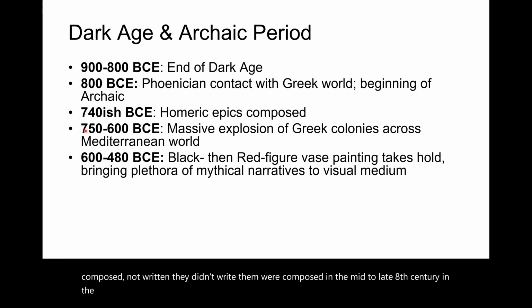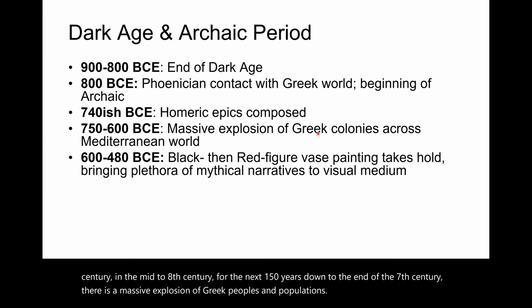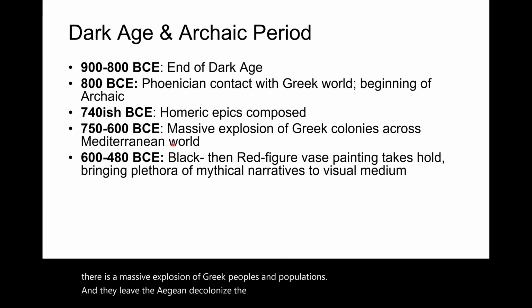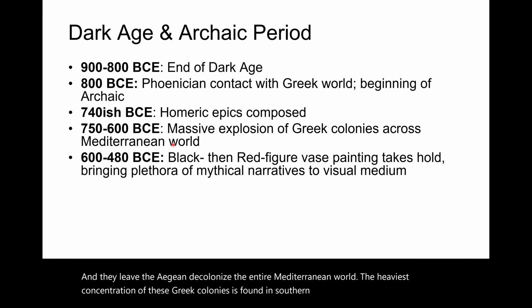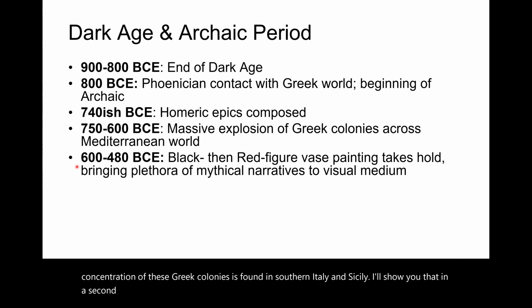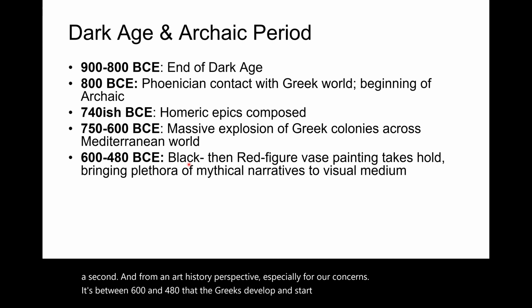In the mid 8th century, for the next 150 years, down to the end of the 7th century, there is a massive explosion of Greek peoples and populations, and they leave the Aegean to colonize the entire Mediterranean world. The heaviest concentration of these Greek colonies is found in southern Italy and Sicily. I'll show you that in a second. And from an art history perspective, especially for our concerns, it's between 600 and 480 that the Greeks develop and start painting their stories, their myths, in black and red figure vases.